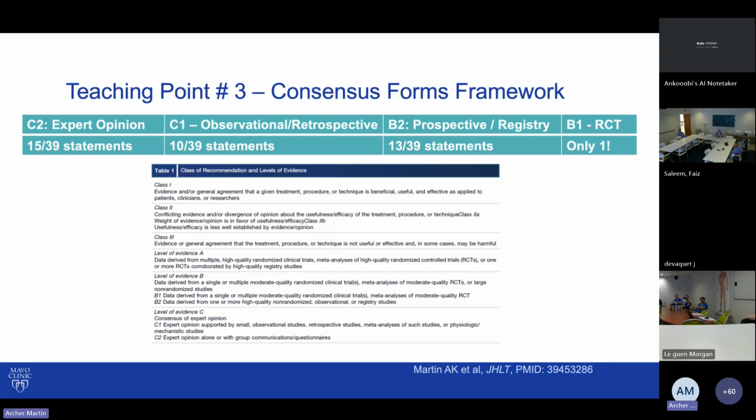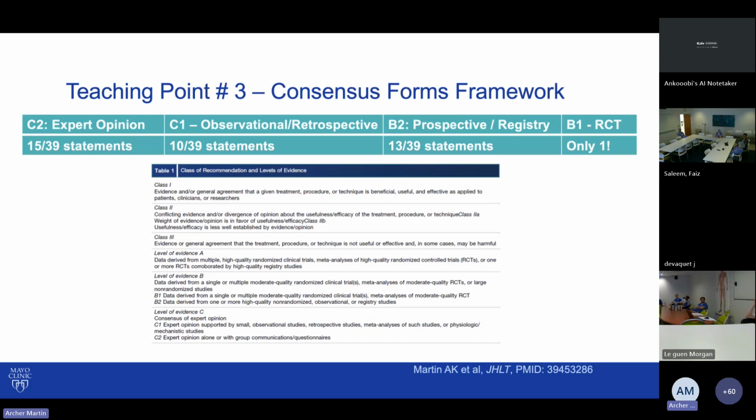But what about teaching point number 3? Teaching point number 3 is that the consensus forms a framework. It's not the final word. And why do I say that? After spending 2.5 years on this consensus, I believe that there's over 600 citations through the 3 papers, and there were thousands of papers that were gathered and read by members of the team.